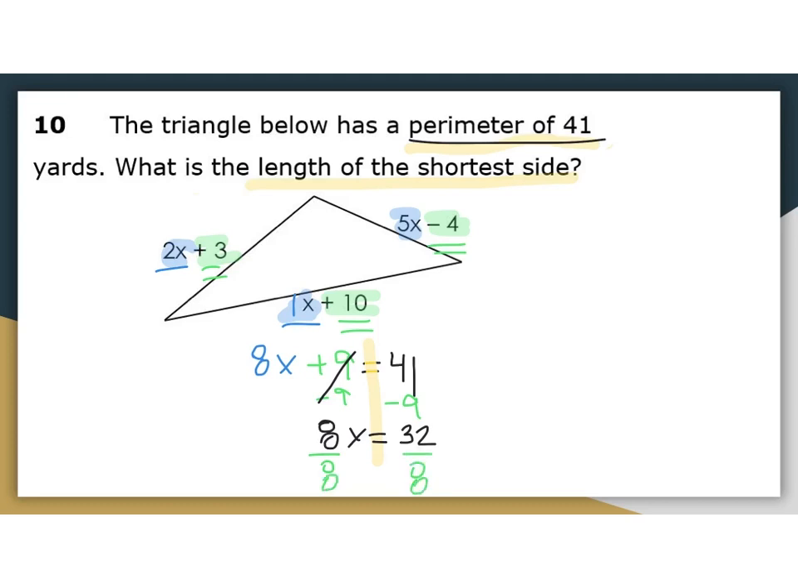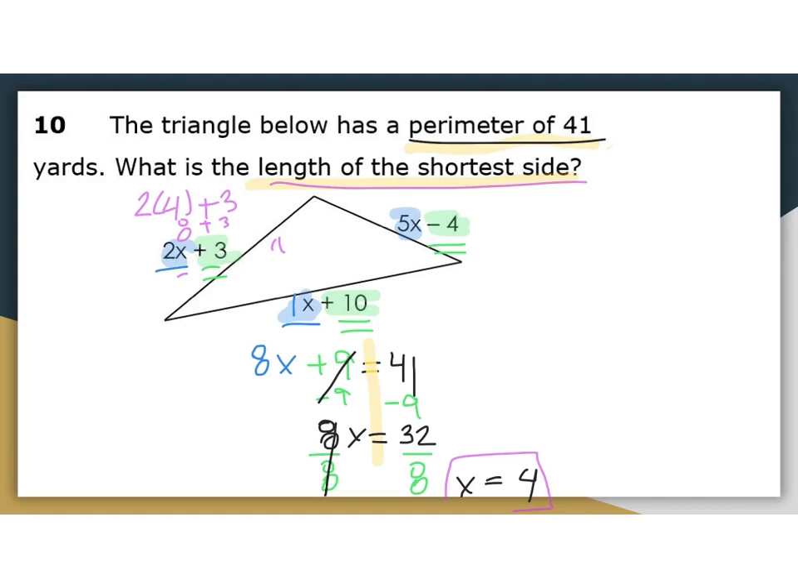And when we do that on the left, the 8's are going to cancel out, leaving us just with the x equals, and then 32 divided by 8 is 4. So once again, we're not done because this is x, but we're being asked to find the length of the shortest side. Which means we're going to have to put 4 in place of x. So this is going to be 2 times 4 plus 3. 2 times 4 gives us 8, and 8 plus 3 is 11. So here we have a side length of 11.